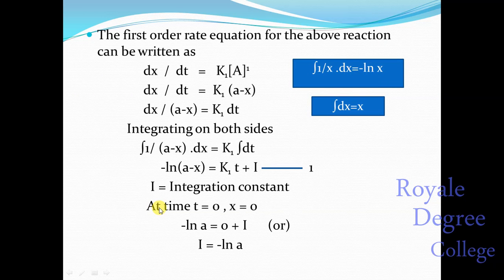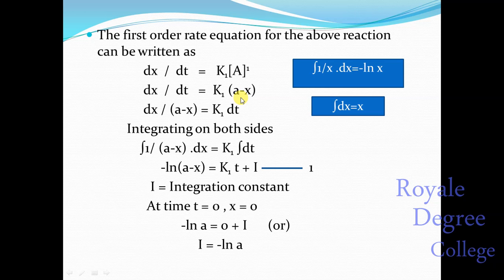The first order rate equation for the above reaction can be written like this: dx by dt, that is differentiation of x with respect to time, is equal to K1, the rate constant for the first order reaction, times the molar concentration of A to the power 1. In the next step, dx by dt is equal to K1. In place of the molar concentration of A, we are writing the value of A after the time t. How much? a minus x.